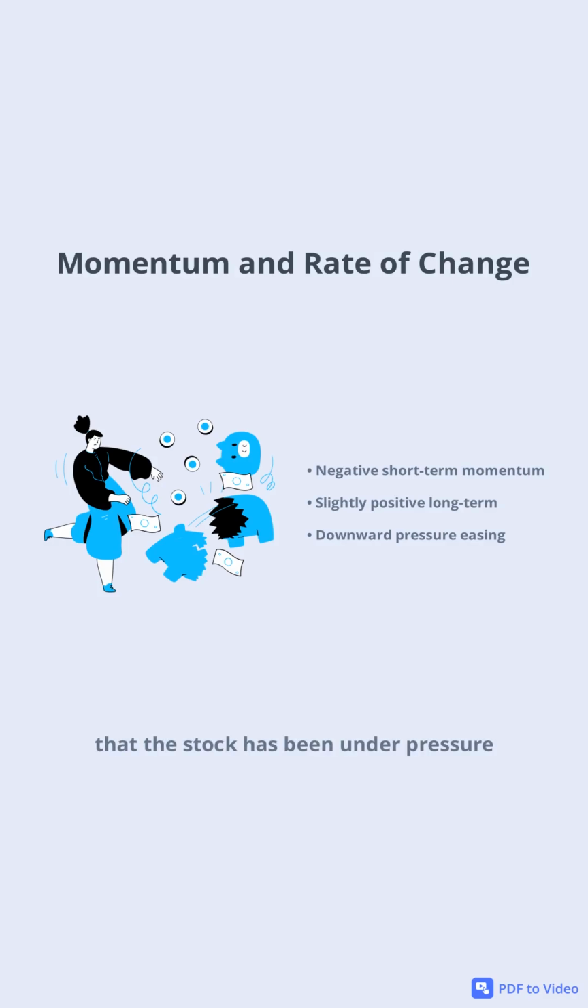However, momentum 20 is slightly positive at 0.07, hinting at a possible slowdown in the downward move. Rate of change percent ROCP 14 at minus 0.077 and ROCR 14 at 0.923 further confirm this trend. Momentum is a key factor to watch for early signs of a reversal.